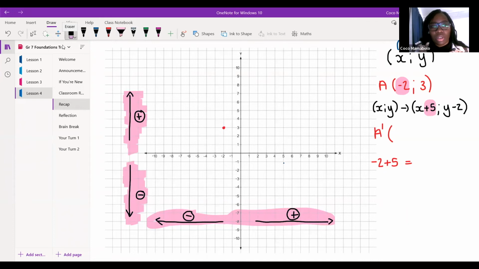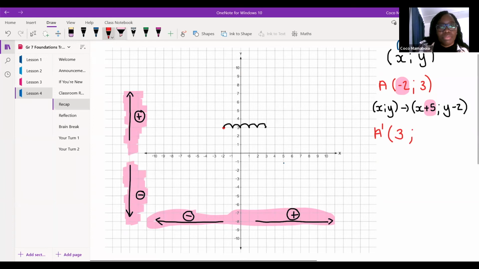Good, Roland. Yes, Jody. Yes, we're moving 5 times. So this is all you guys are going to do. You're going to go from here and move to the right 5 times: 1, 2, 3, 4, 5. Which X coordinate did I land at? What is my X coordinate here? Good, it's 3. So my new X coordinate is going to be 3.